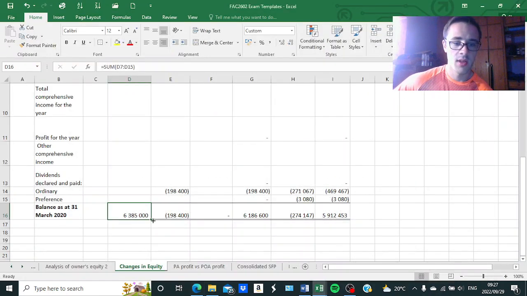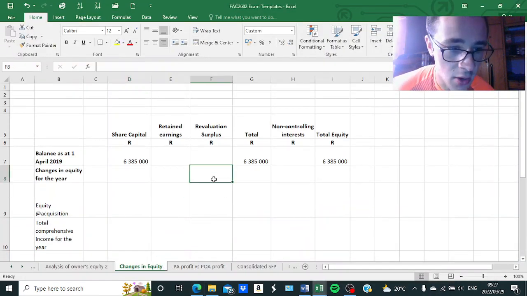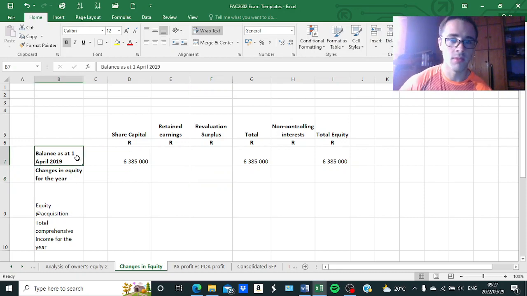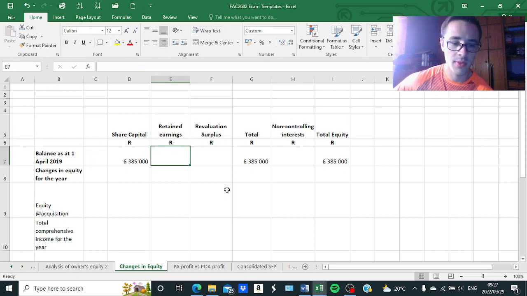Alright. Then we get to retained earnings. Now remember that on the 1st of April 2019, the group did not exist. Okay. So the opening balance for retained earnings will just be that of the parent. Okay. We do not add the parent's share in the subsidiary's retained earnings yet. Okay. We'll get to that.